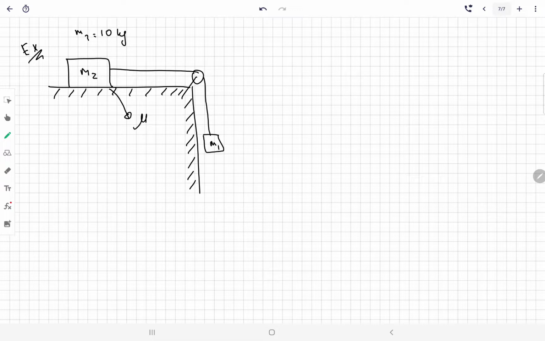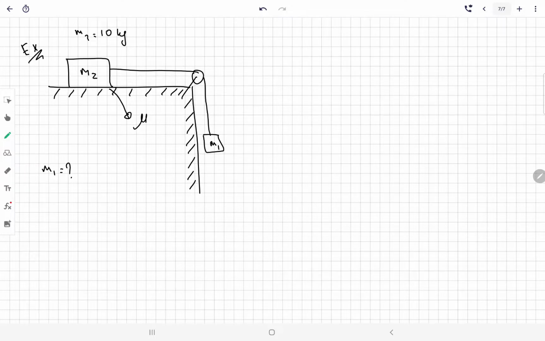Question: what should be the mass M1 so M2 could move to the right? It can only move to the right in this case. But M1 should be enough to overcome the friction force between M2 and the surface. So let's find the minimum mass that is needed to move M2, for example. Okay, let's go.